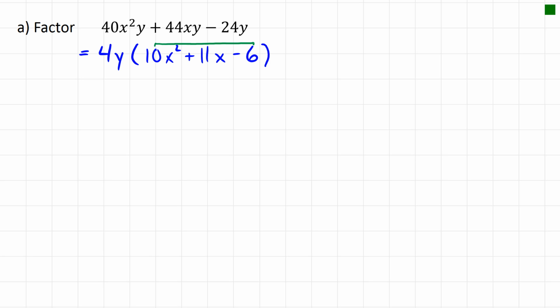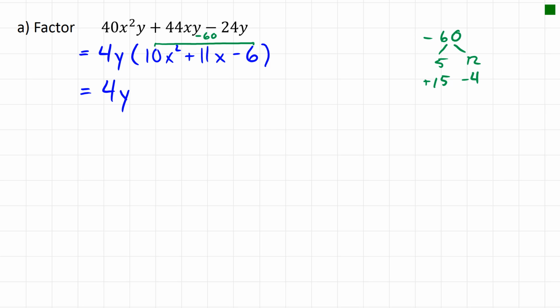So I do that by doing a times c, which is negative 60. And now I look for two numbers that multiply to negative 60 and add to positive 11. So let's try 5 times 12 is 60, but that doesn't work. How about 15 and 4? I think that could work. So if I do plus 15 and negative 4, I would get multiply to negative 60 and add to 11. So perfect, I'll use that.